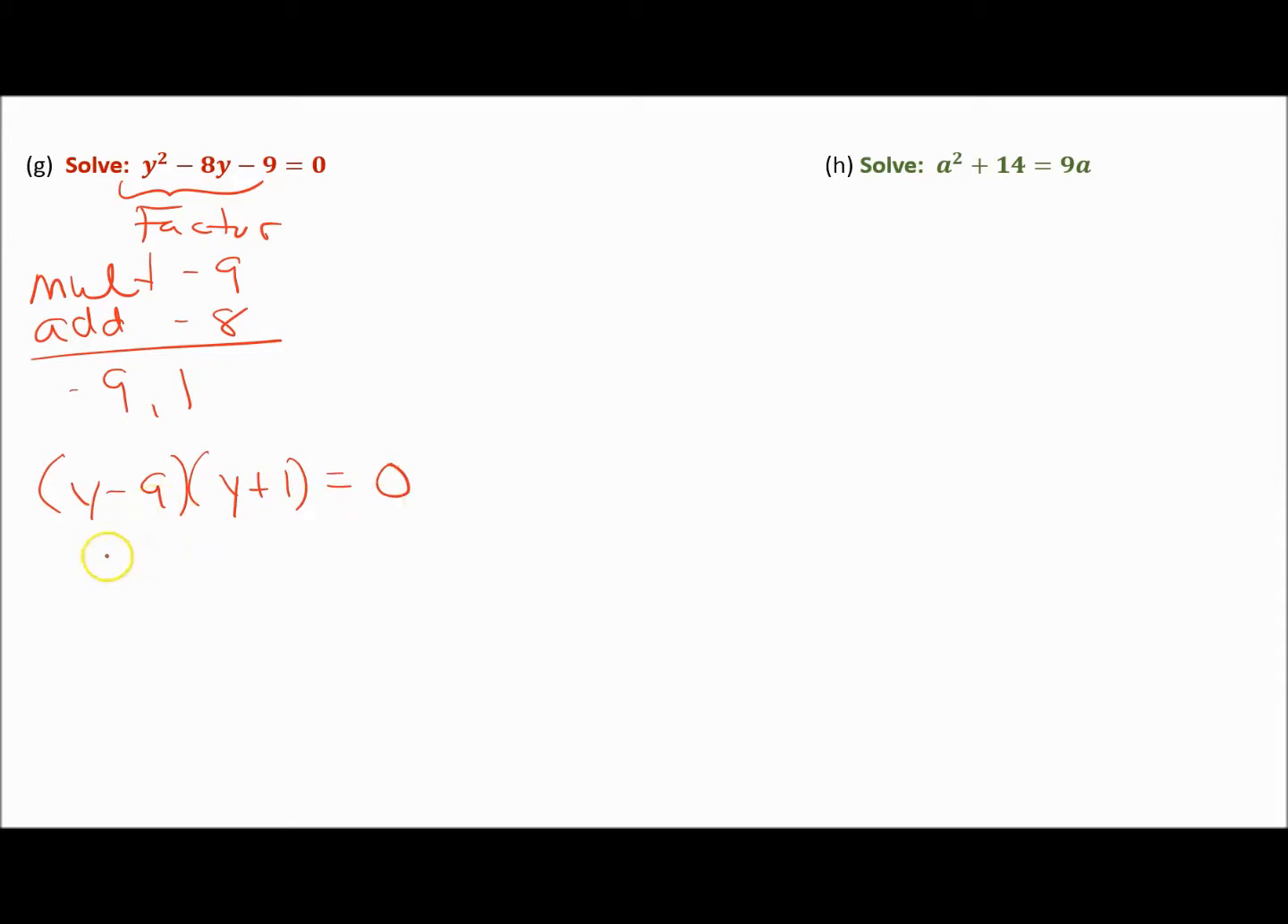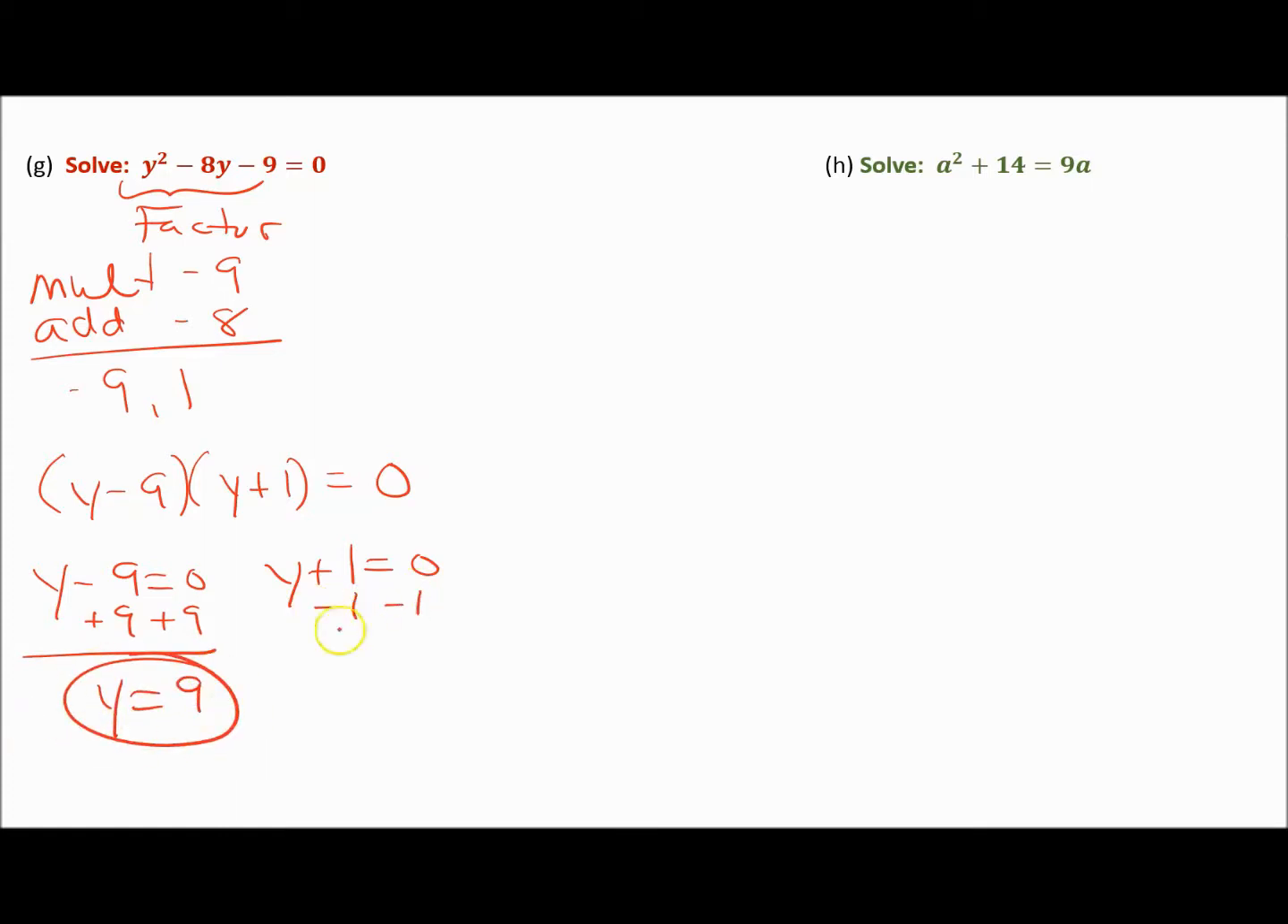I separately set these two factors equal to 0. Remember, if there's not a 0 over there, you have to do that first. I add 9 to both sides. I get y is equal to 9 as one of my solutions. I subtract 1 from both sides, and I get y equals -1 as my second solution. Again, you could check it by plugging your 9 and your -1 in.